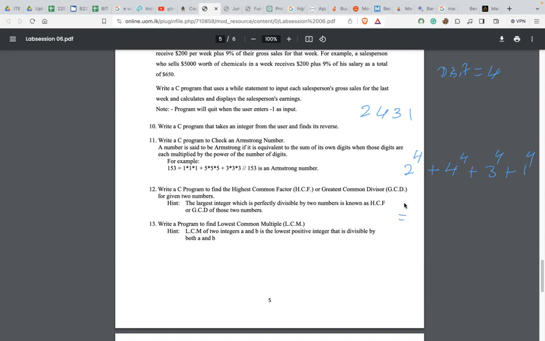Okay, you can get this one. That means after getting this one, you will get whatever that particular number is. Check whether that number is equal to this one. If it is equal, that means this is an Armstrong number. Otherwise, no.